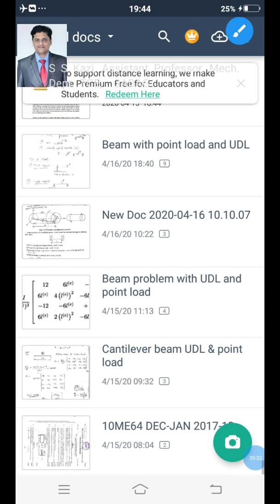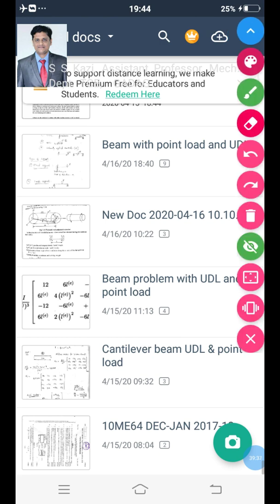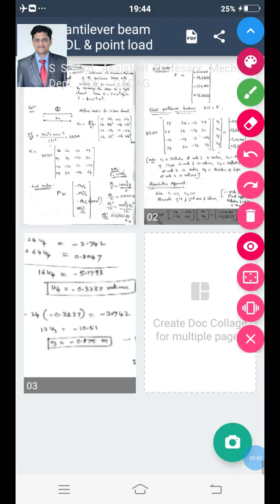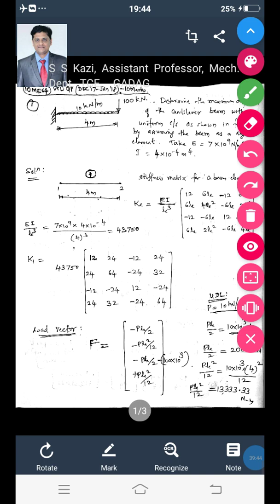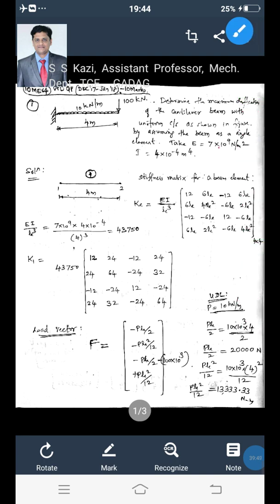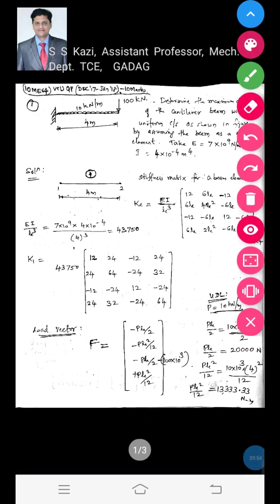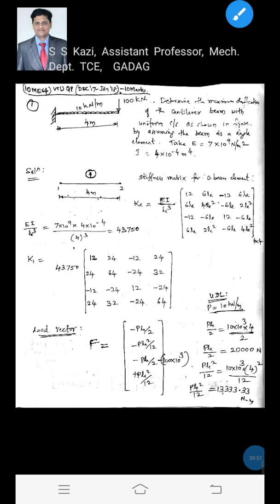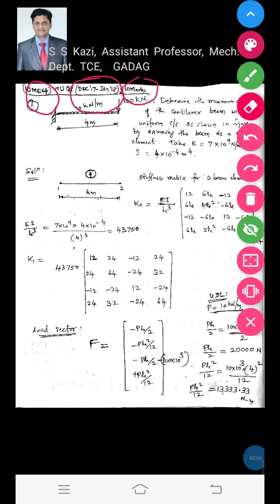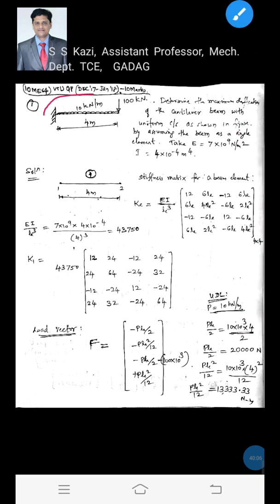This is a question paper problem. In the VTU question paper, code 10ME64, December 2017 and January 2018, it was asked for 10 marks. Now this problem was asked like this.